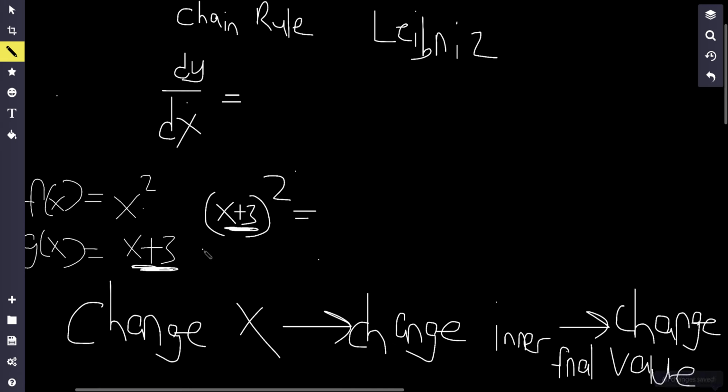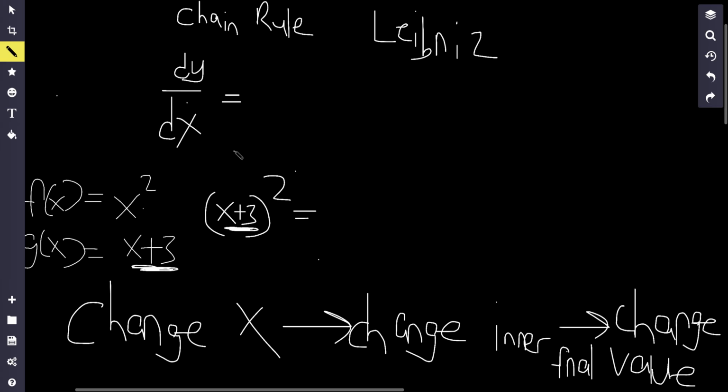So once again, for example, if I change my x value a little bit here, well, that's going to cause a change in my inside function, which in return is going to cause a change in the entire value of this x plus 3 squared. And that's literally exactly the chain rule. It's like the chain of events that's happening.